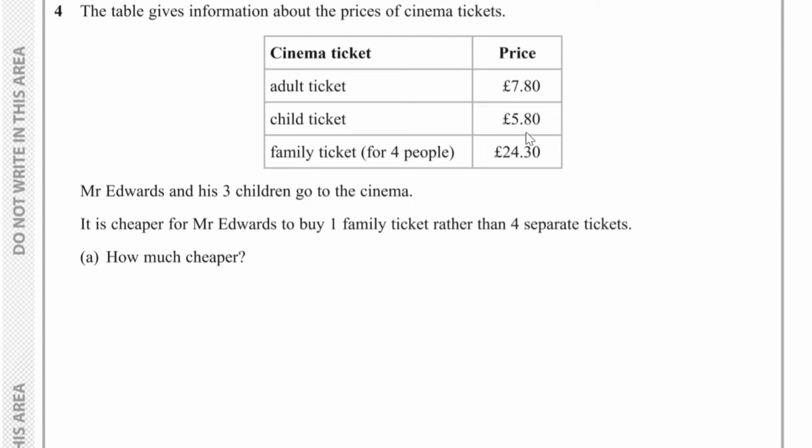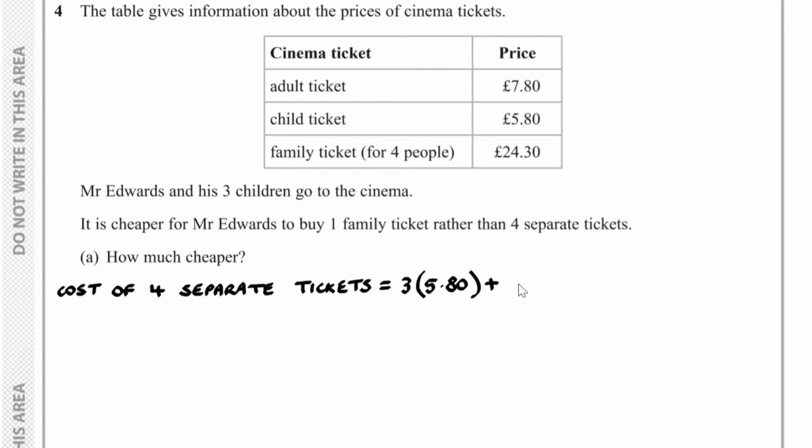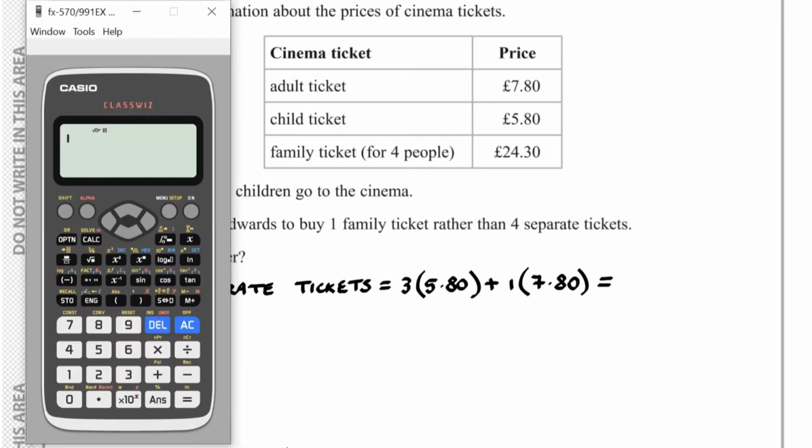So, for this question, let's find out the price by buying 4 separate tickets. The cost of 4 separate tickets, well, we've got 3 child tickets, so that's 3 times by 580, and then we add on 1 adult ticket. 1 adult ticket costs 780, and if I work out the cost of 4 separate tickets, we have 3 times by 580 plus 1 times by 780. It turns out we get £25.20.